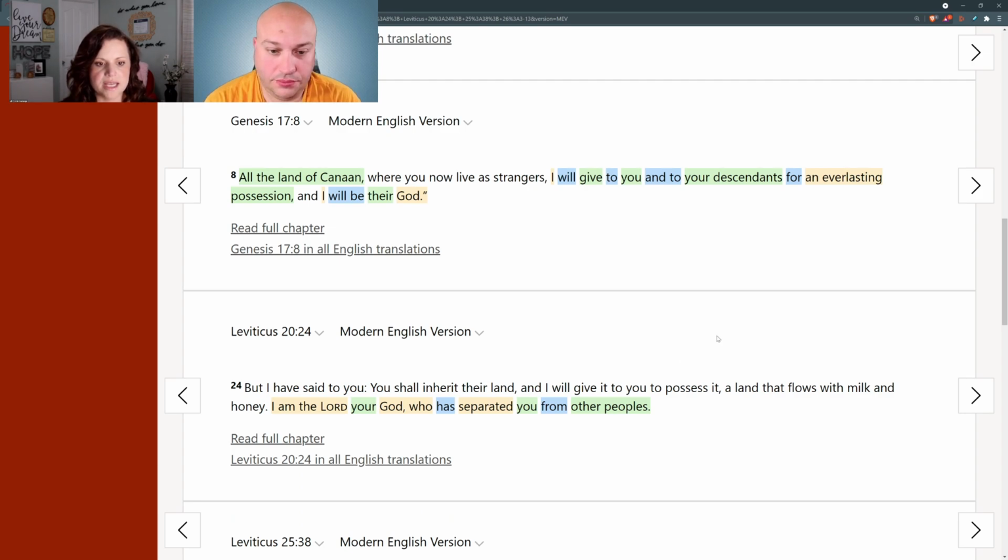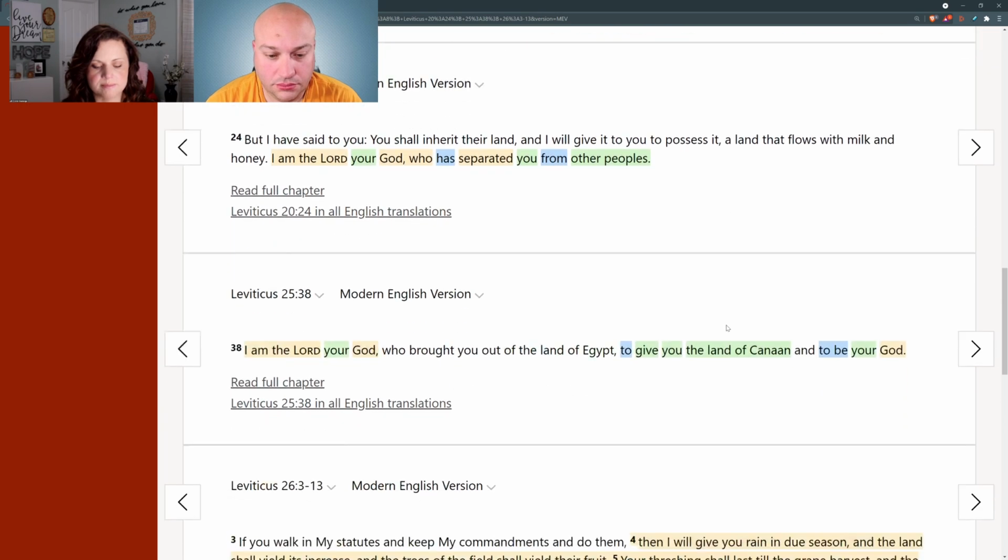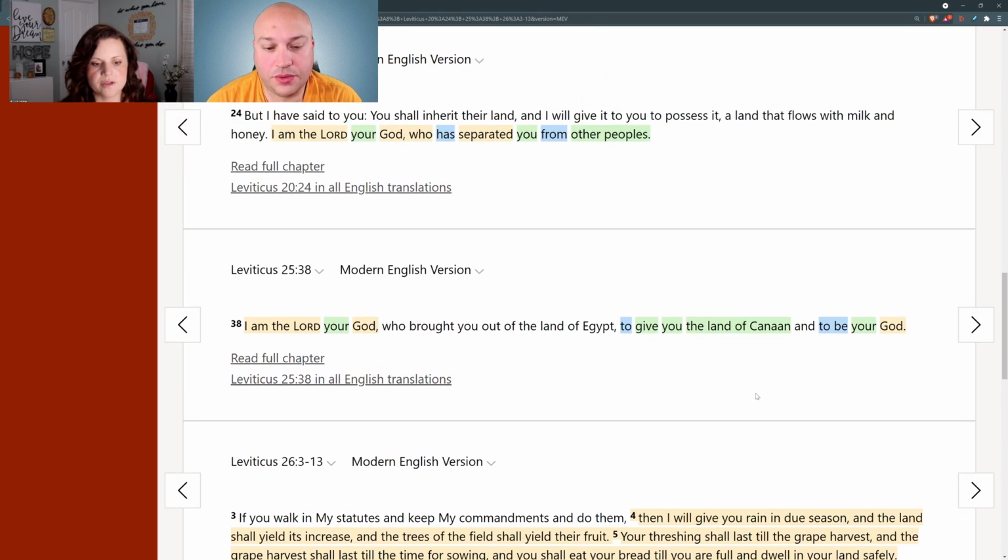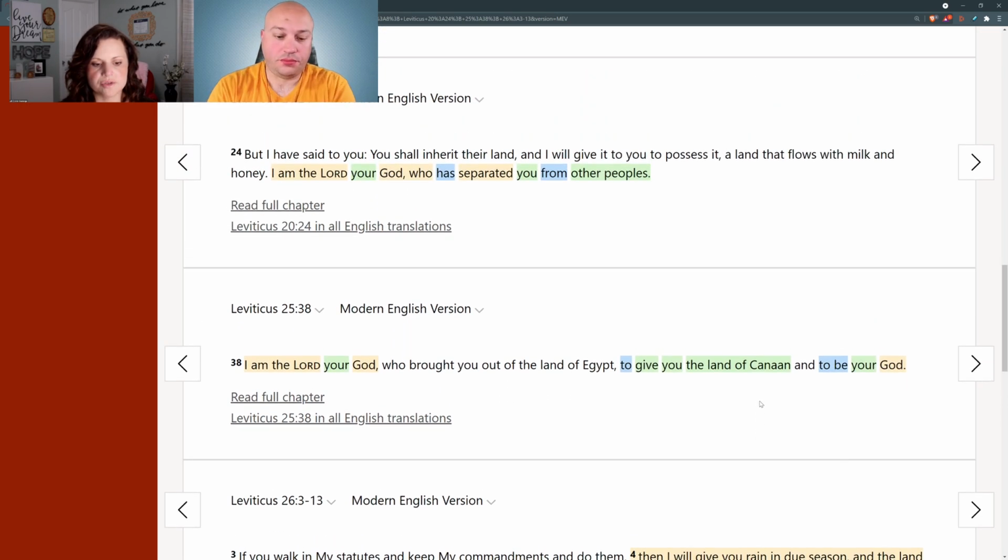Genesis 17:8, all the land of Canaan, where you now live as strangers, I will give to you and to your descendants for an everlasting possession, and I will be their God. Leviticus 20:24, but I have said to you, you shall inherit their land, and I will give it to you to possess it, a land that flows with milk and honey. I am the Lord your God, who has separated you from other peoples. We'll just do this last one here. Leviticus 25:38, I am the Lord your God, who brought you out of the land of Egypt, to give you the land of Canaan and be your God.